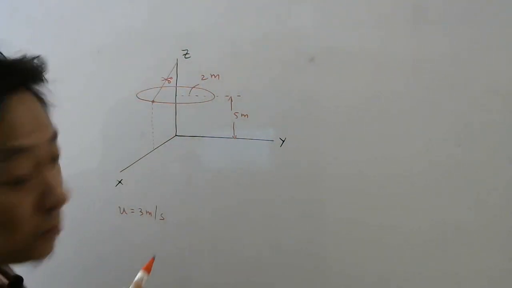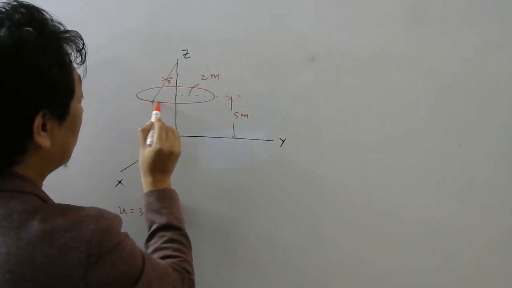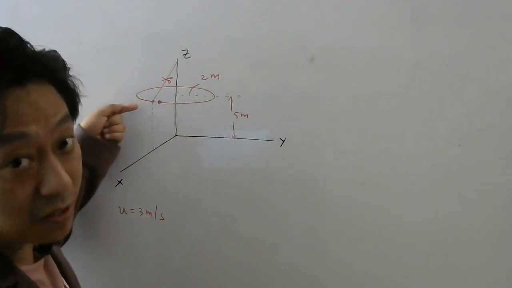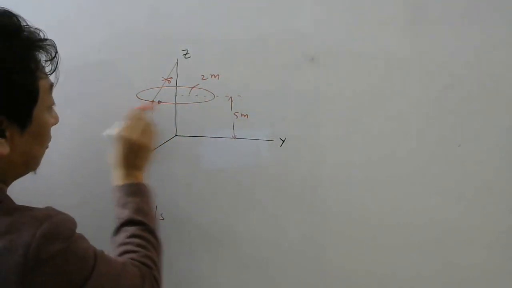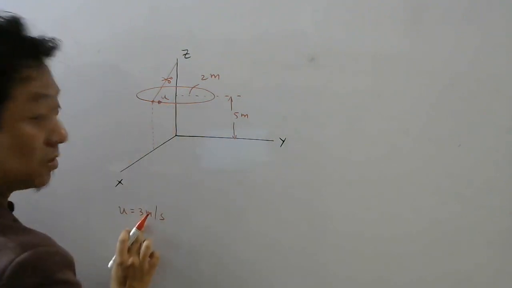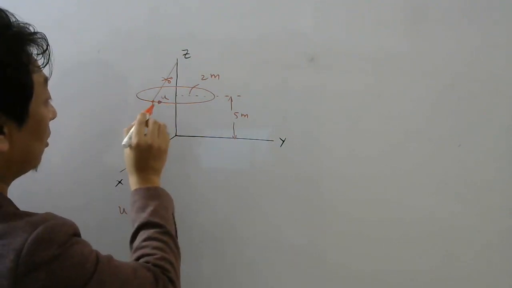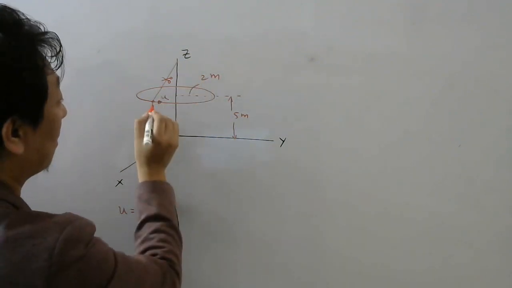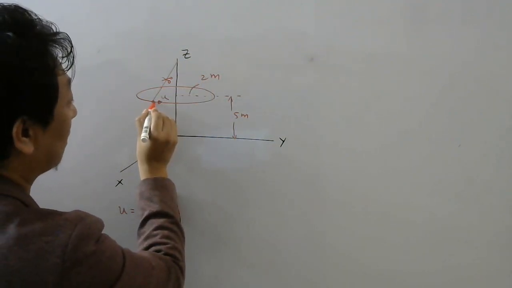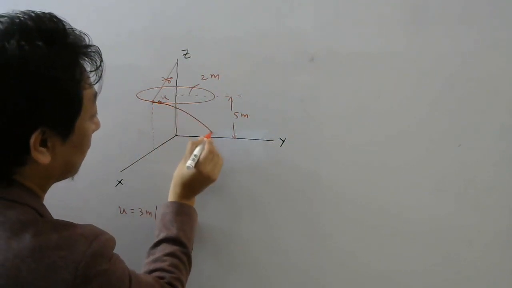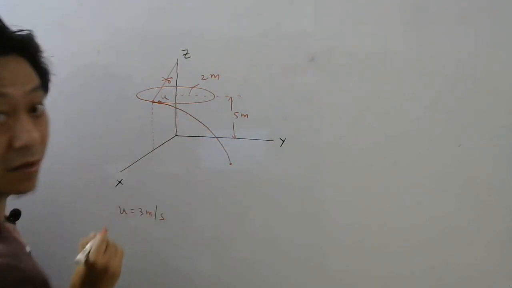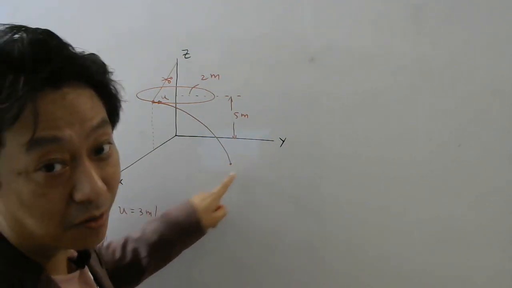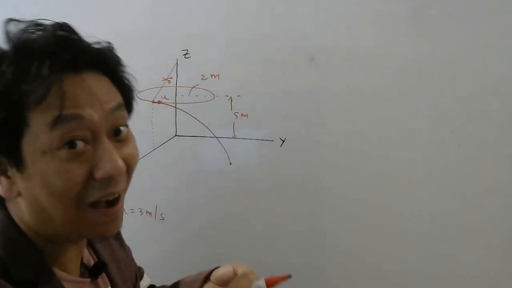So once the string breaks, what will happen? Whatever velocity this has, and you know in circular motion the velocity is along the tangent, which was given 3 meter per second, with that velocity it will continue. But because there is gravity downwards, the particle will follow this kind of path, right? And it will land somewhere here. So they want you to find the x and y coordinates of the point where it lands.